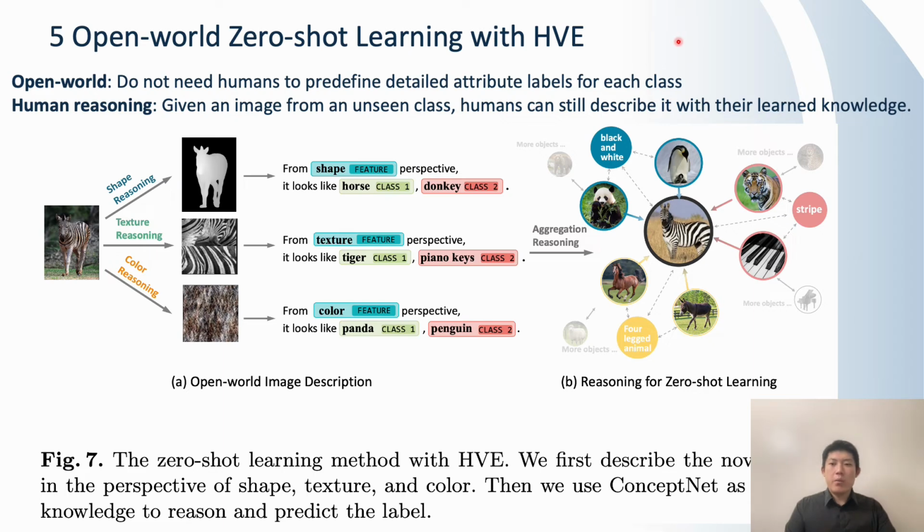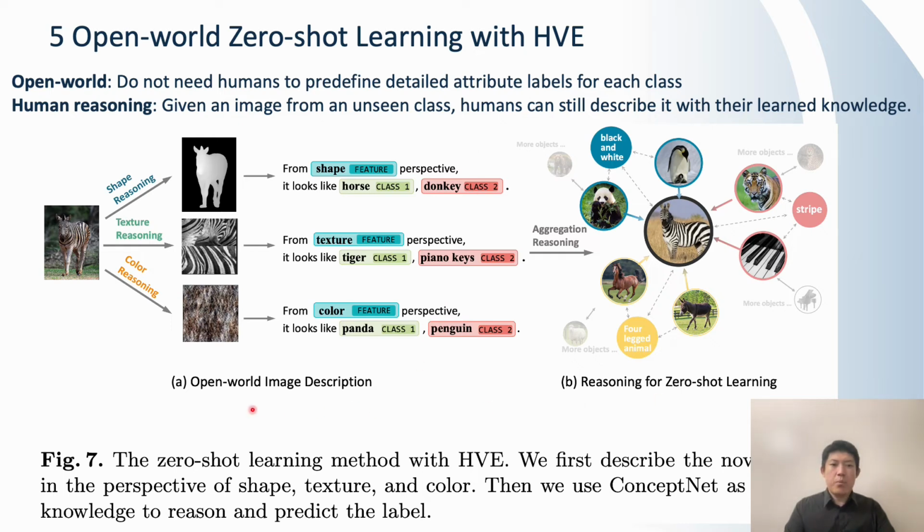Next, we use our Human Vision Engine to explore more humanoid applications. Here is open world zero-shot learning. Open world means we do not need humans to predefine the detailed attribute labels for each class. The assumption is, given an unseen image from an unseen class, humans can still describe it with their learned knowledge.